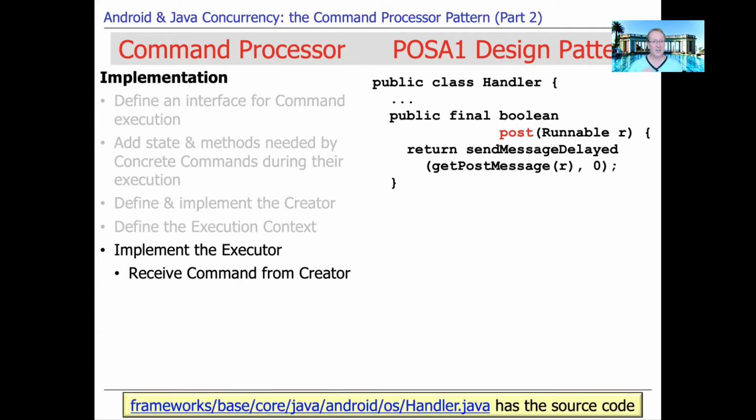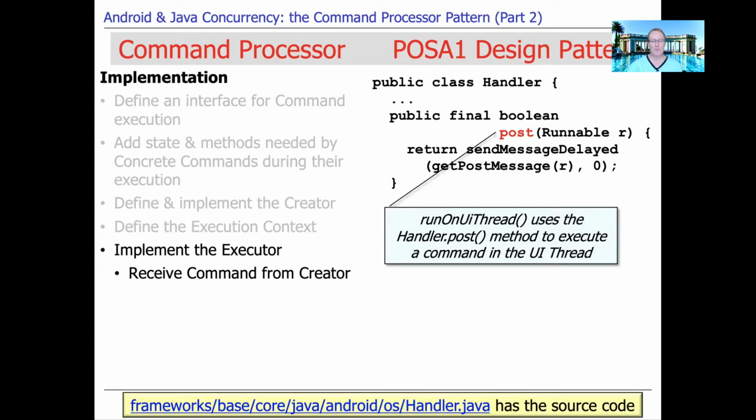You can see the source code for handler if you go and take a look at the Android source code, which of course is all available in open source form. The way this works is that the runOnUiThread that we were talking about a moment ago, which is part of the Activity class, uses the post method on a handler to pass a command from the background thread, from the calling thread, to the user interface thread where it's actually going to be executed in the user interface context.